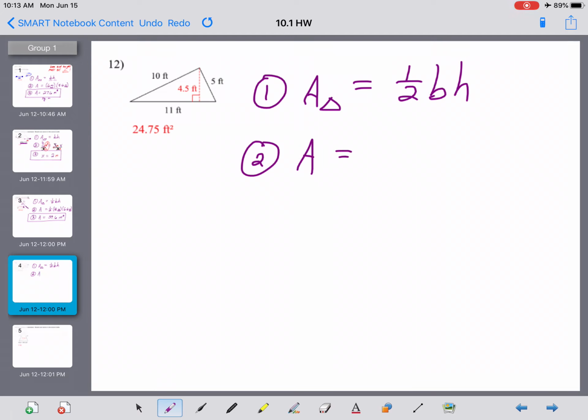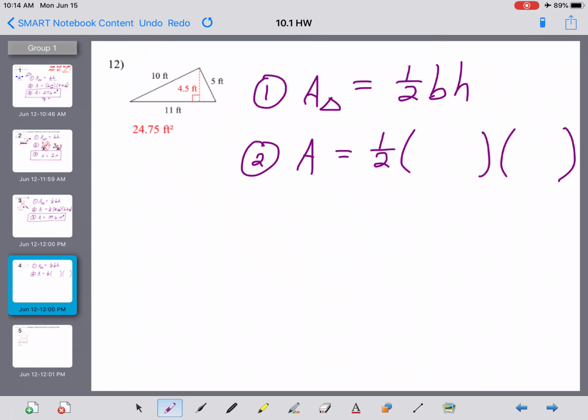That's the unknown. Area, then, is 1/2 times, and here's where the plot thickens just a little bit, because in this problem, we've been given the length of all 3 sides in the triangle, 5 feet, 10 feet, 11 feet, and we've been given the length of an altitude, that red segment in the middle that's 4.5 feet.